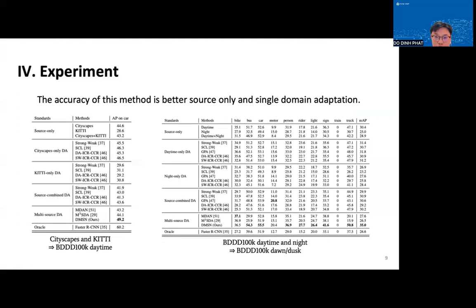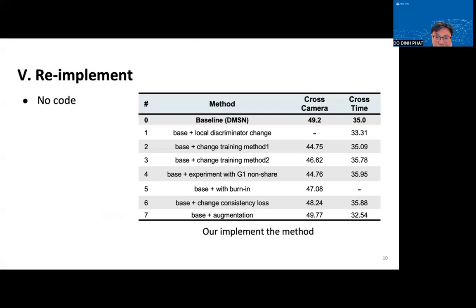This page shows the experiments in two scenarios: cross camera and cross time. In both scenarios, the accuracy of the MSDA method is better than the source only method, single domain method, source combined method, and previous multi-source method. The thesis has no code, so I re-implement it by myself. This is my re-implement progress with good accuracy in the last steps.